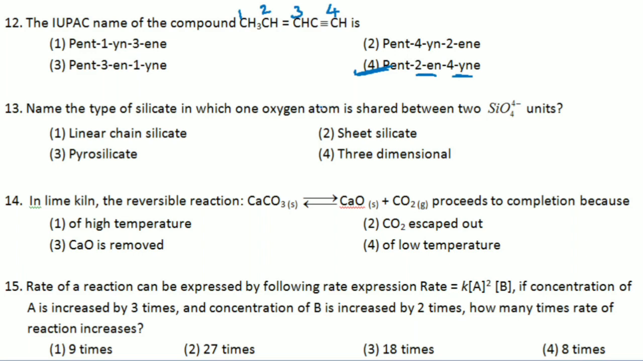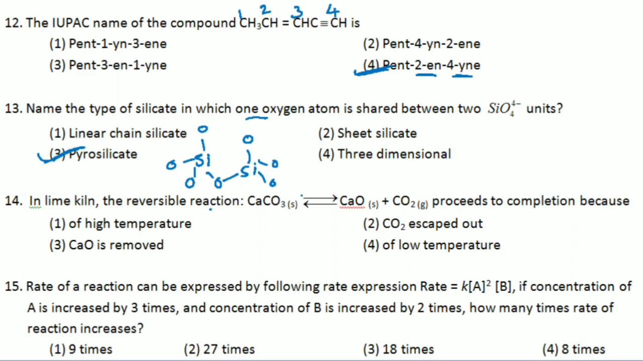13th, name the type of silicate in which the oxygen atom is shared between two SiO4 4-. One oxygen atom they are telling. So SiO4 4- is like this. Si here, oxygen, oxygen, oxygen, oxygen, and this oxygen atom is shared. Hence you are going to get the compound like this. Each oxygen will have a negative charge, leaving this. So we call it pyrosilicate. 13th is 3, pyrosilicate.